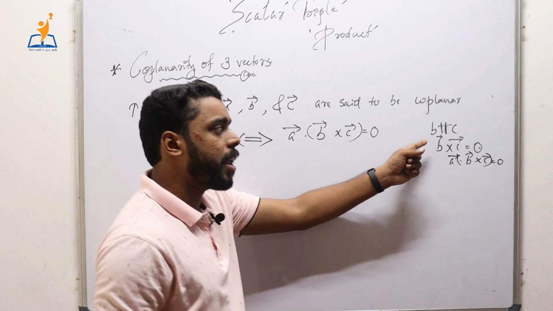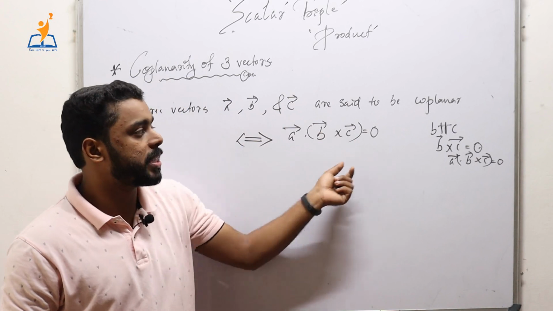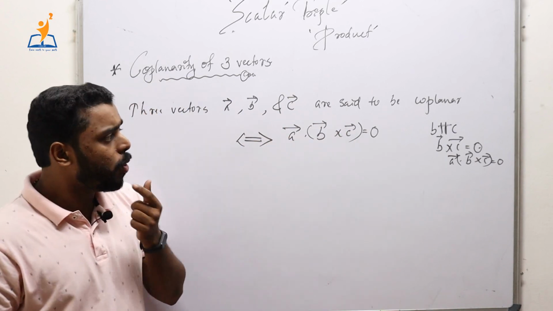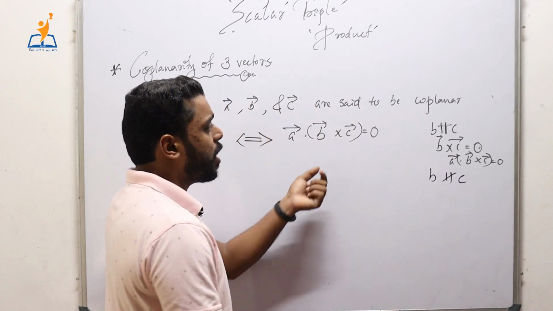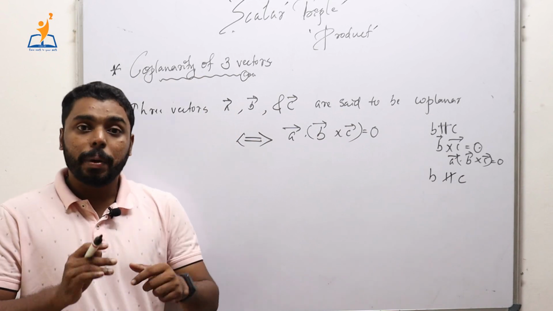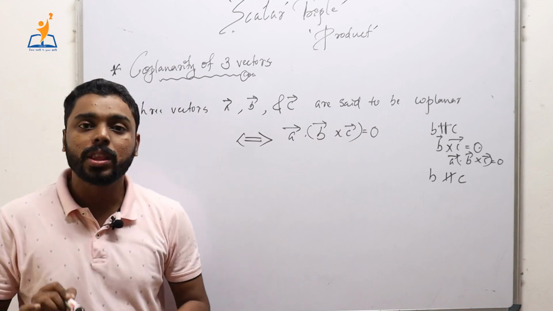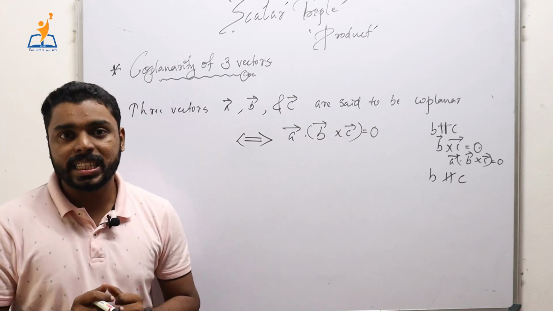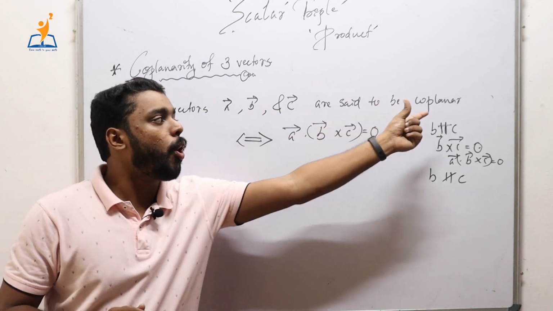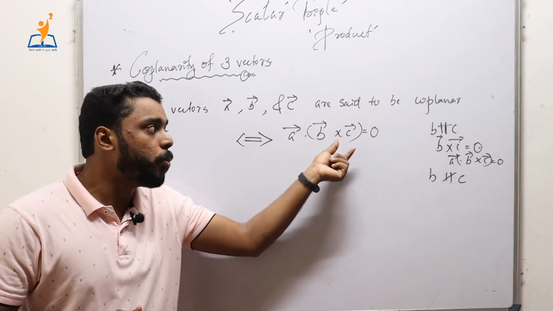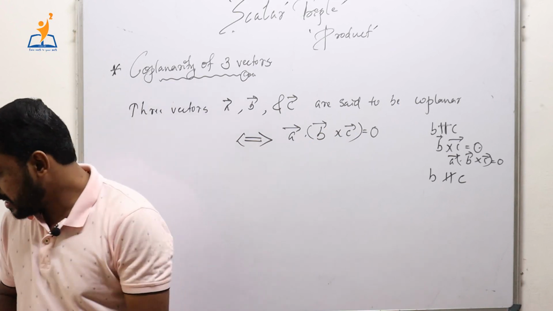That means that if B is parallel to C and A, B, C are lying in the same plane, then the scalar triple product is 0, which means that they are coplanar. Now suppose that B is not parallel to C. Then of course B cross C cannot be equal to 0. But if B is not parallel to C, B cross C is a vector which is perpendicular to both B and C, right? Since A, B, C are coplanar, a vector perpendicular to both B and C will be a vector perpendicular to A.